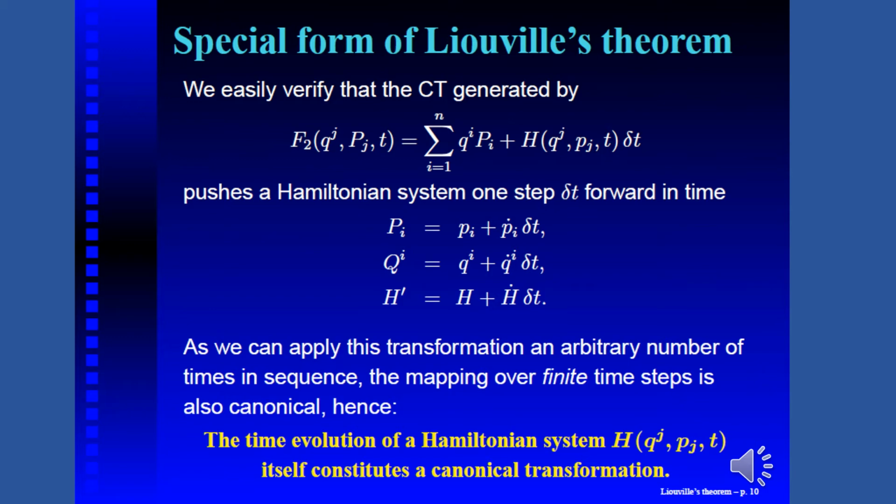As we can apply the transformation an arbitrary number of times in sequence, the mapping over the finite time steps is also canonical. Hence, the time evolution of a Hamiltonian system capital H(qj, pj) itself constitutes a canonical transformation. If the Hamiltonian system gives an evolution in time, so itself Hamiltonian is also a canonical transformation.